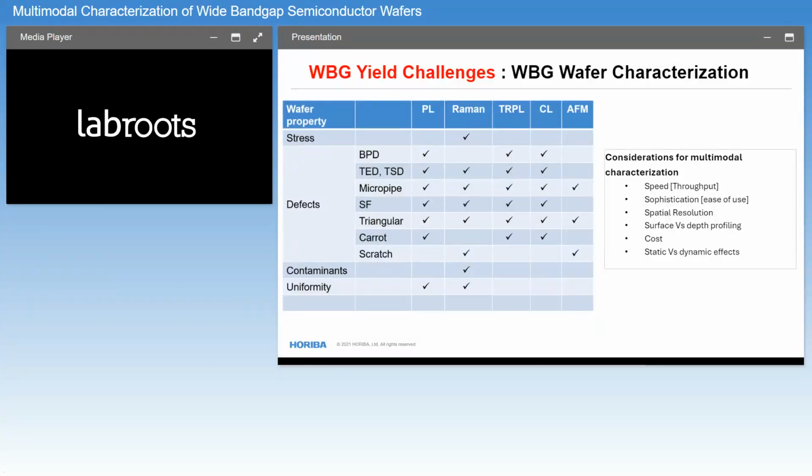Now, regardless of the defect type in question, we show in this table that there is a great suite of complementary techniques for their characterization. And the choice of which one to use in any instance is determined by considerations such as the speed of the measurement, the sophistication of the measurement or ease of use for that technique, the spatial resolution that can be derived, and whether it is a surface or depth profiling technique. Of course, cost and occasionally whether one is interested in static or dynamic phenomena are considerations for the choice of a technique.